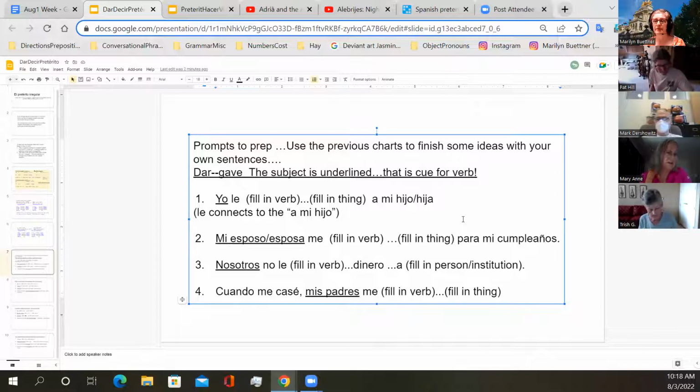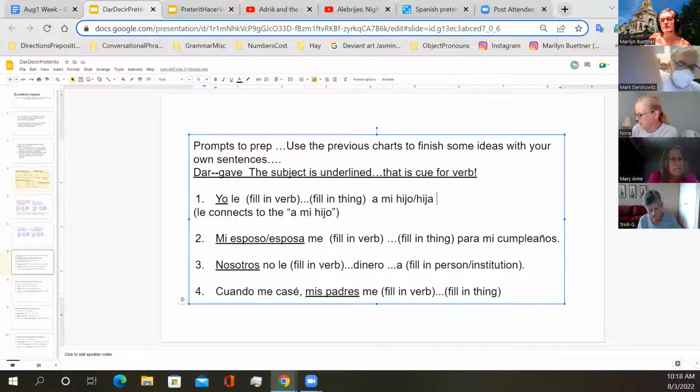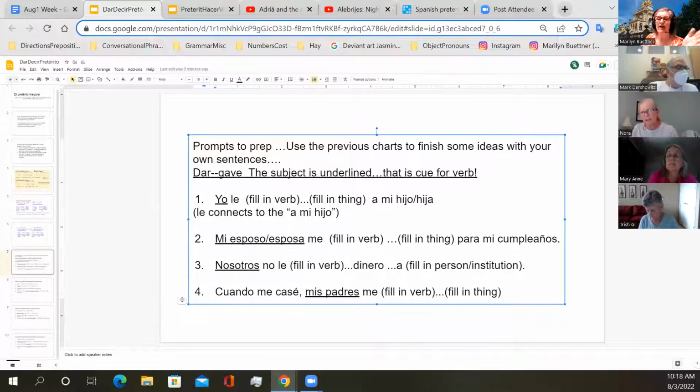Yo le di dinero a mi hijo. Perfecto. Muy bien, muy bien. Bien hecho. Okay. Vale. I have one question too. Ujú. See if I mashed up a little bit of the verbs here. Yo le di un gato a mi hija cuando tenía 10 años. It was a specific time, but when she was 10. Sí, sí, sí. Muy bien. Yo le di un gato a mi hija cuando tenía 10 años, when she was 10.